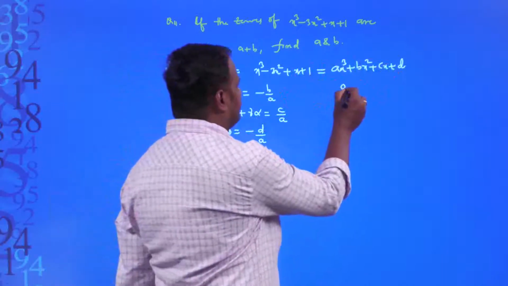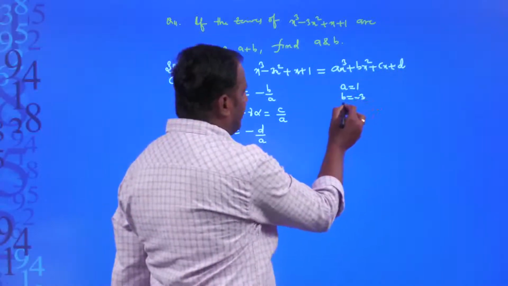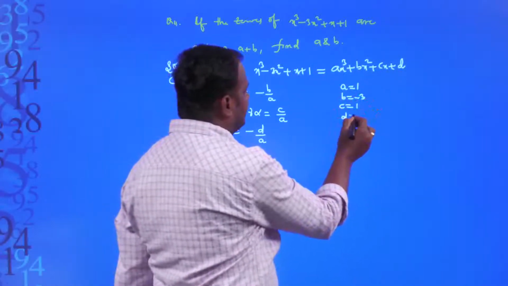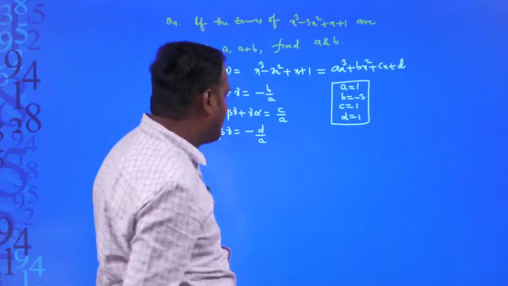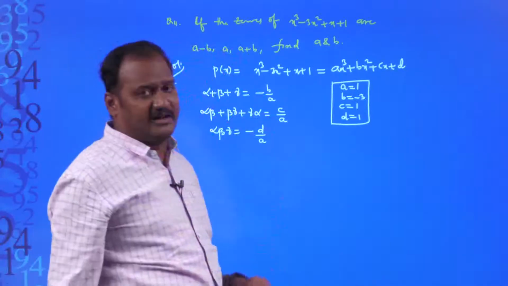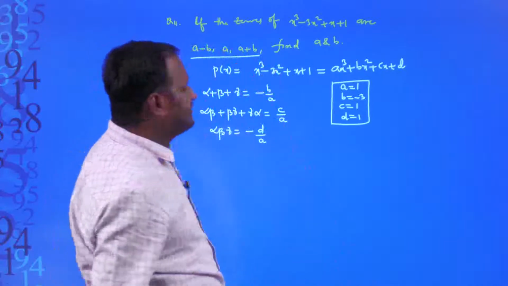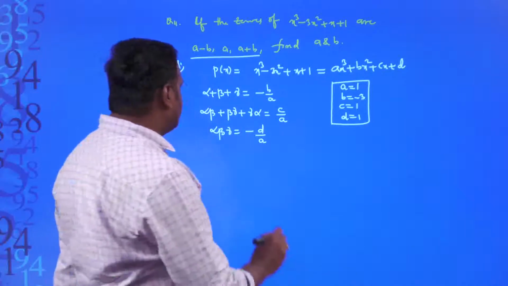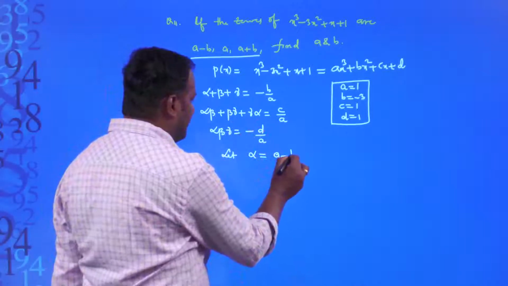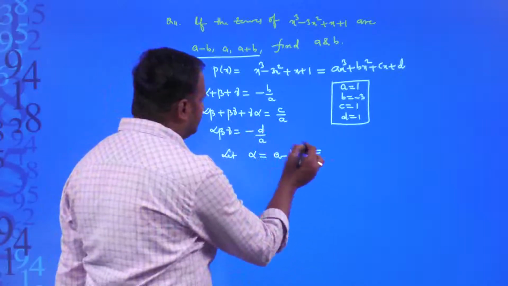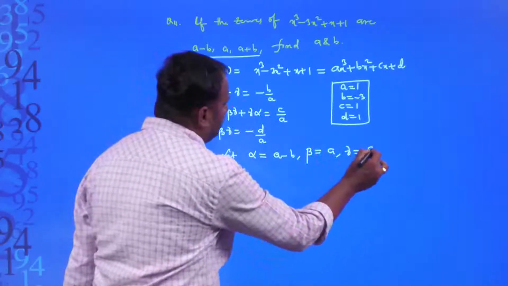So, here I will write the values. The value of a is equal to 1, and the value of b is equal to negative 3, and c is equal to 1, as well as d also is equal to 1. And then after identifying the values of a, b, c, d, my zeros of the polynomial are alpha, beta, gamma. Given that zeros of the polynomial are a minus b, a, a plus b. Okay. So, let us take alpha is equal to first 0, that is a minus b, and beta is equal to second 0, that is a, and gamma is equal to third 0, that is a plus b.